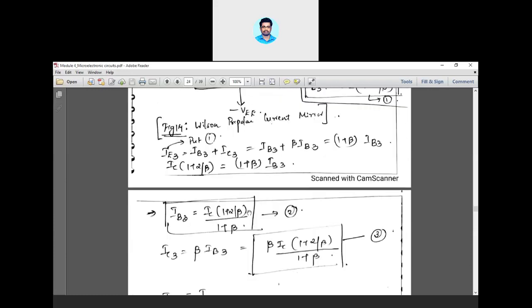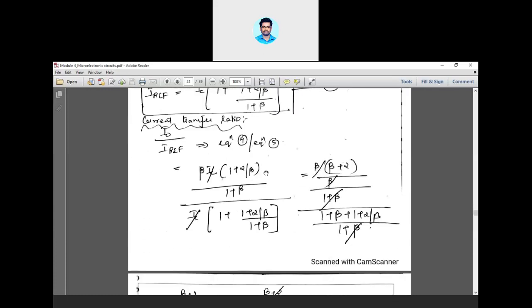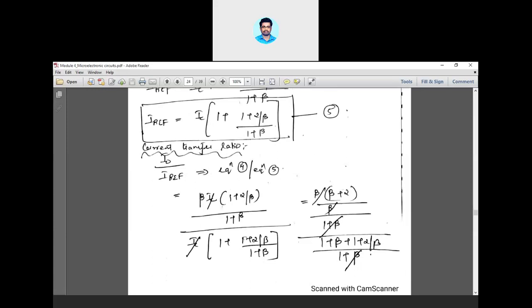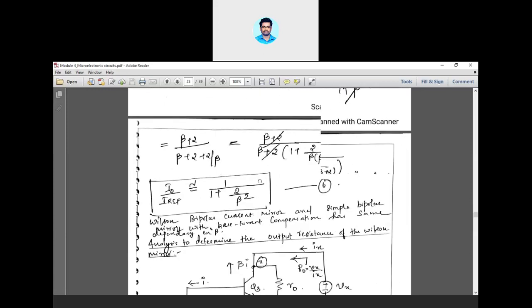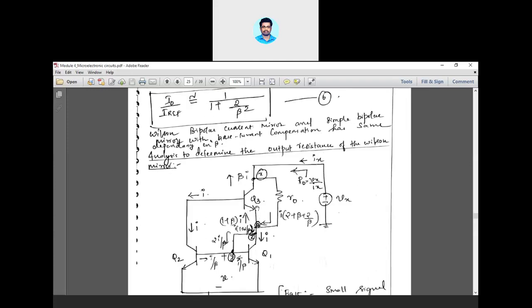Again, this was derived, and the ratio is the same, I naught by I ref, as we derived in the earlier configuration, that is 1 divided by 1 plus 2 by beta square. So the Wilson bipolar current mirror has the same current transfer ratio as we derived earlier for the bipolar base current compensation technique. The only thing is that he has redefined the circuit configuration.